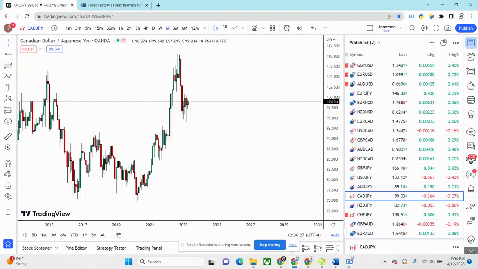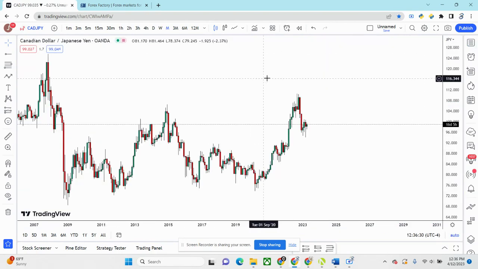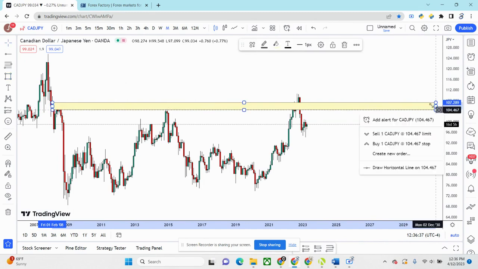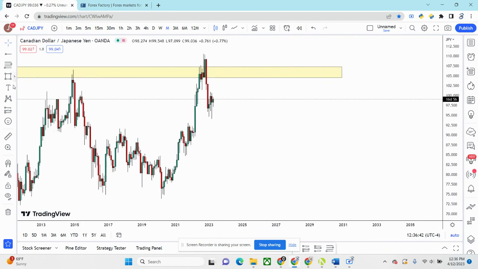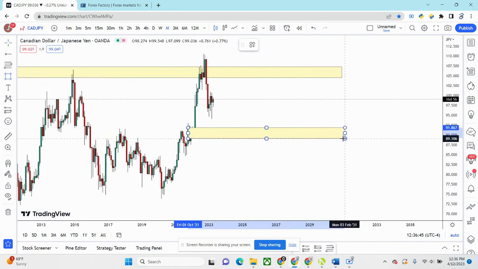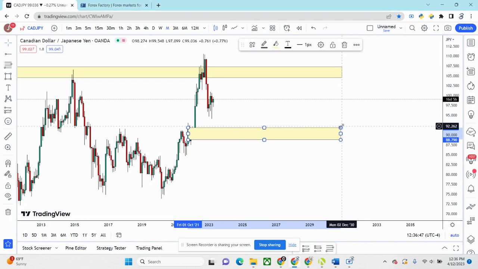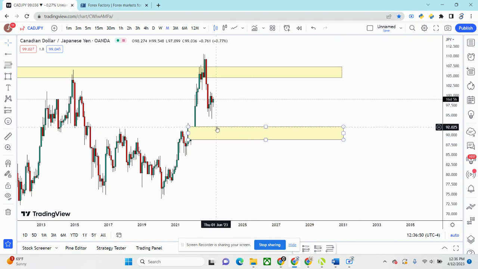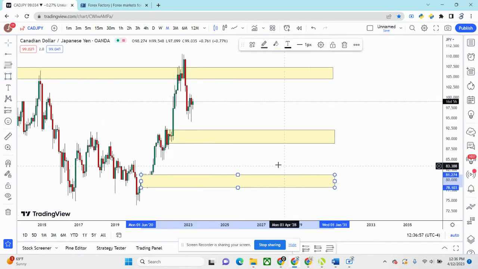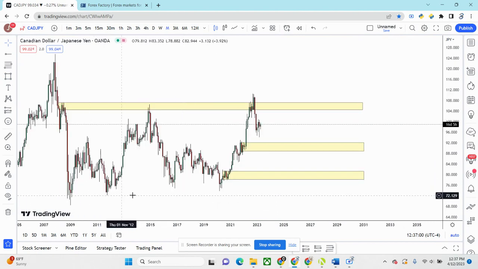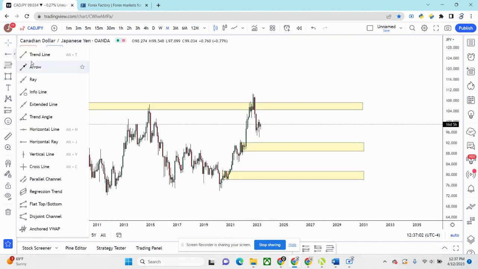All right, so let's see the CAD yen. We're kind of at this area here. Looked like it was a push, kind of the fake out. Probably look at this area right here as the next target. It may go back up and mitigate this first. We're also looking at this area down here. Just keep in mind, this is a monthly chart, so this is going to take a long time to get there.